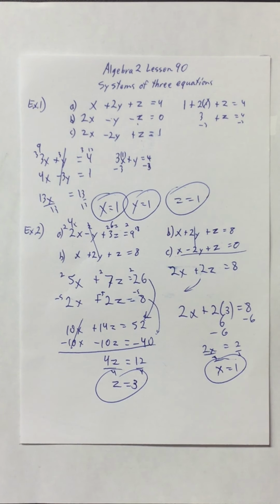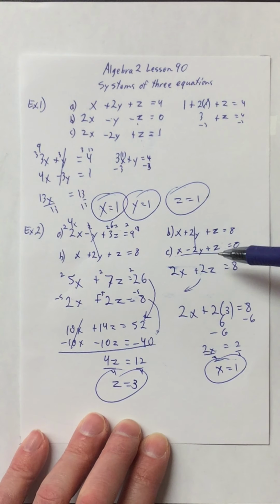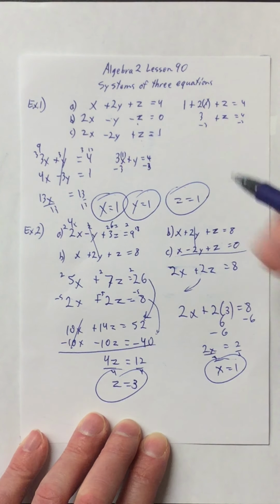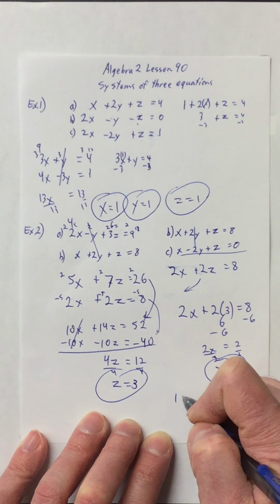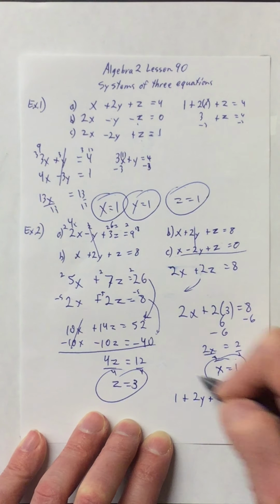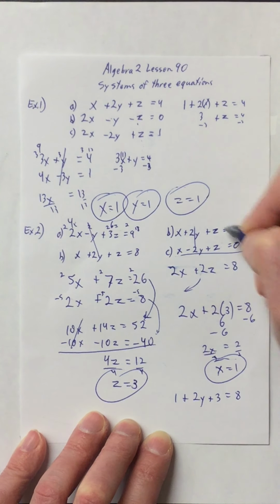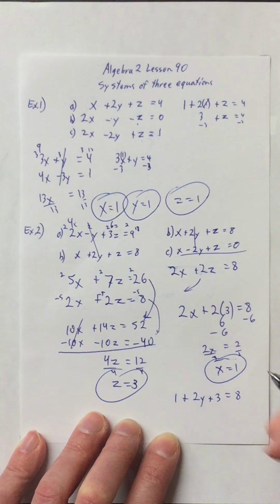Okay, now I just need to find y. So let's go back and pick one of my initial equations and plug in some values. Let's grab this one right here, the one in the middle. So x is 1, plus 2 times y (don't know what y is), plus z, z is 3, is equal to 8. Right, so I grabbed my B equation there and then plugged in my x value and my z value.